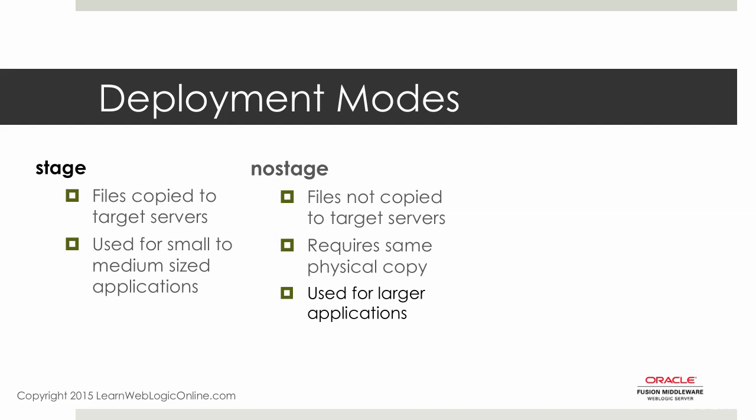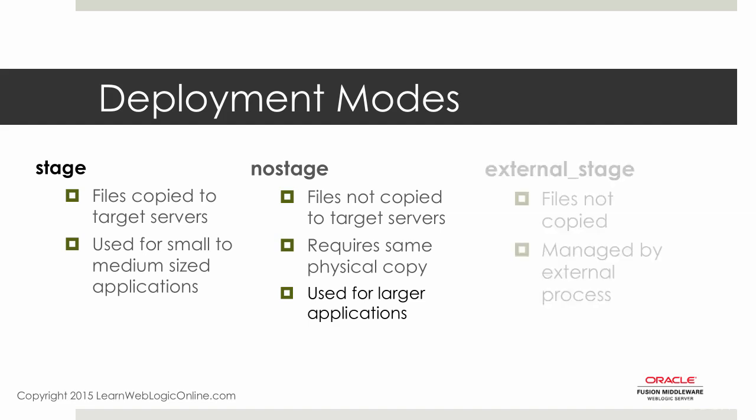Whereas in stage mode, you deploy an application from the admin server, and the admin server copies those files to each of the target servers, and each target server has its own copy of the application. In no stage mode, the target servers use the same physical copy of the application.